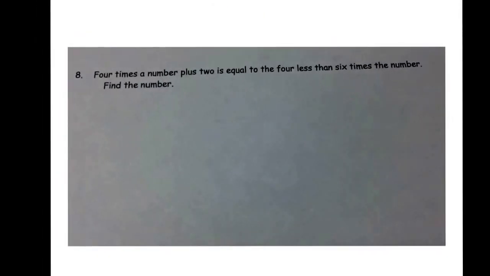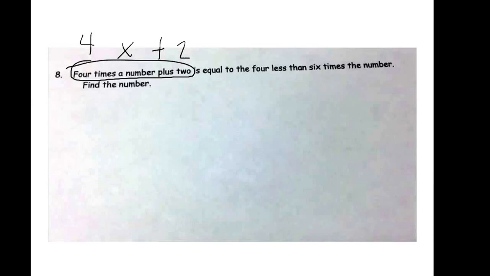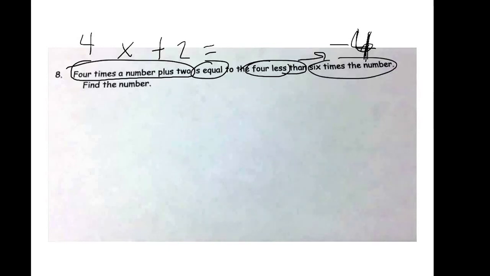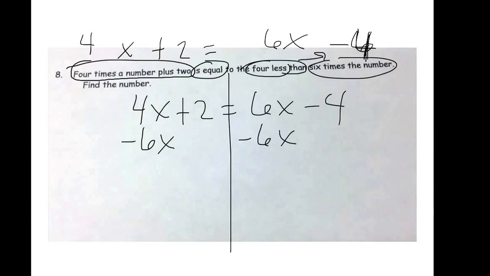Right, the last problem is pretty straightforward. There's the words, but it's not a real world problem. We see 4 times a number plus 2. So 4, a number is x, plus 2 is equal to 4 less than, we talked about that, gets moved to the back. 4 less, so minus 4. 6 times a number is 6x. So our equation is 4x plus 2 equals 6x minus 4. Draw your line down. You'll start by moving the minus 6x, because we always want to move them to the left. And you guys can stop the video here and finish that problem up.